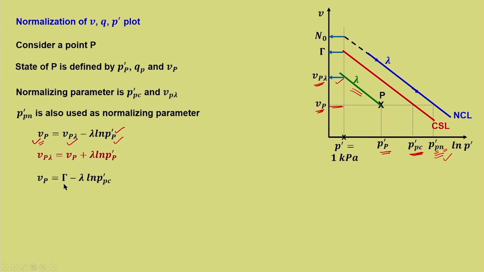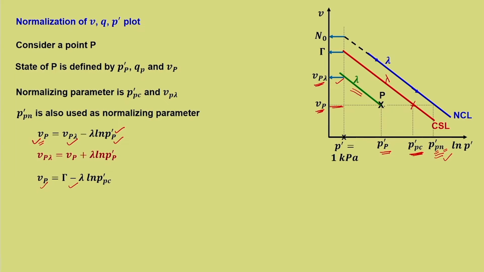So VP is equal to gamma minus lambda ln P dash PC. Now VP is this particular point, so you have this VP on the critical state line as well. We can very well write VP is equal to gamma minus lambda ln P dash PC, where lambda is the slope of this line, because this is the reference point. This equation we have already discussed previously for the critical state line. So VP is known now.